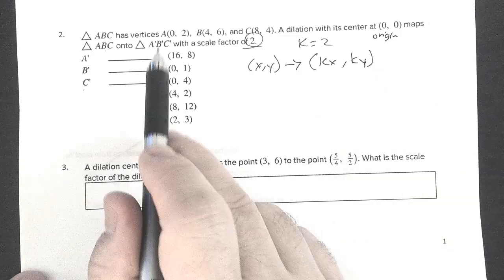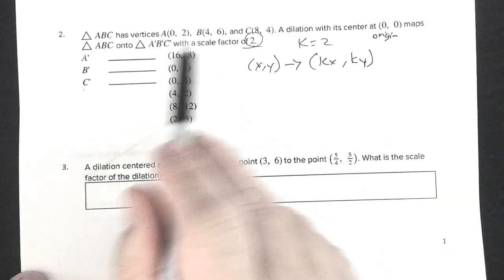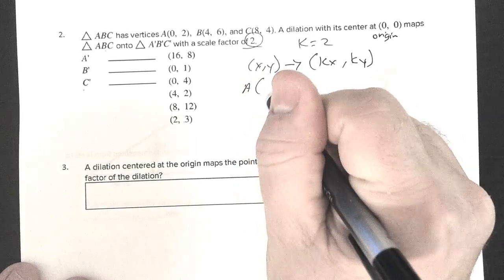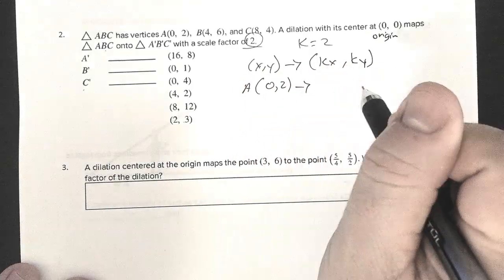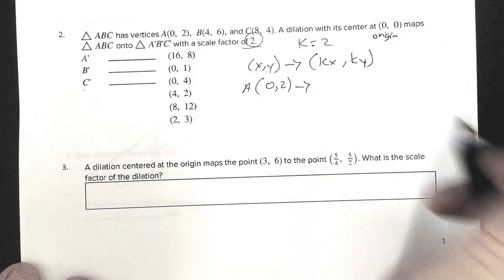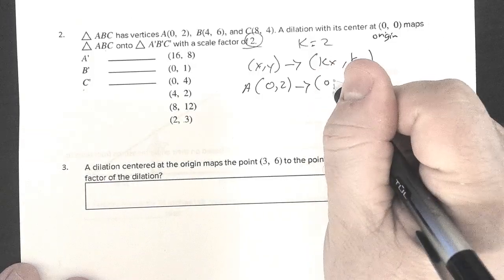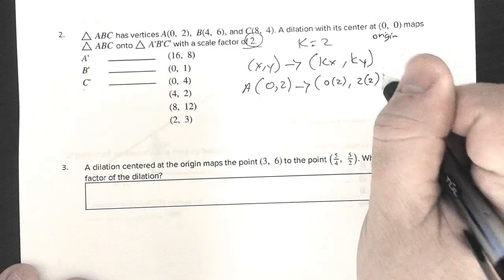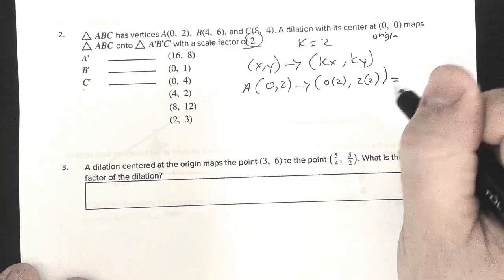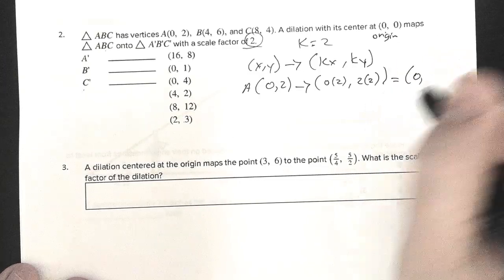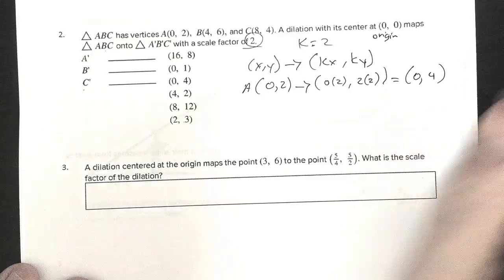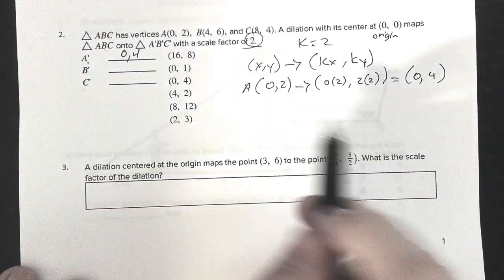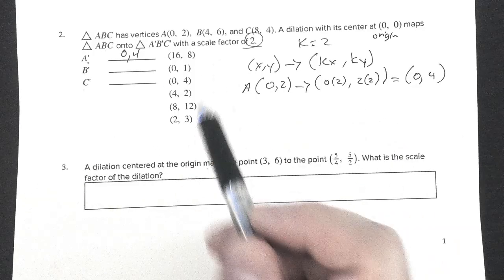And then we put the new numbers there. I'm going to do A over here, but the rest of them I'm going to point. So A is 0, 2, and our scale factor is 2. So 0 times 2, and then 2 times 2. 0 times anything is 0. 2 times 2 is 4. So up here for A prime, it would be 0, 4.